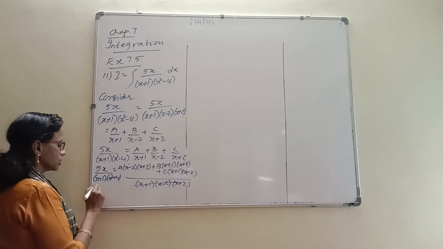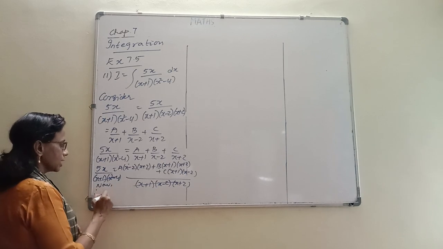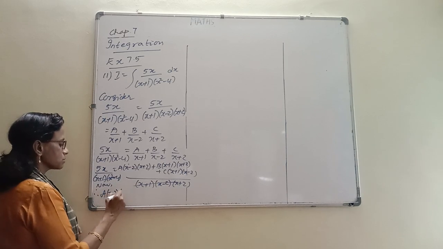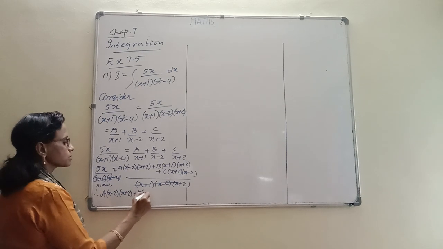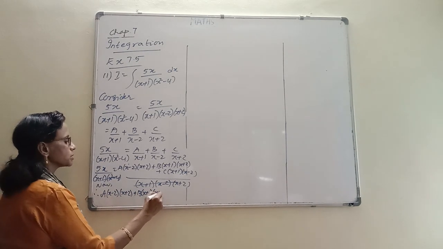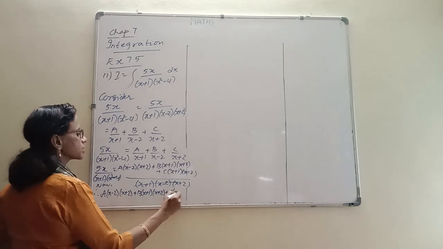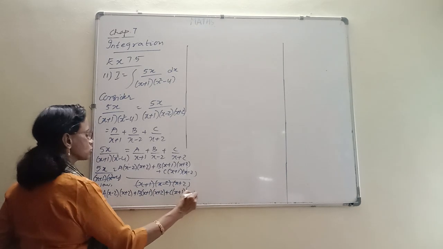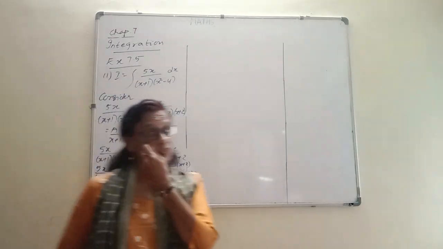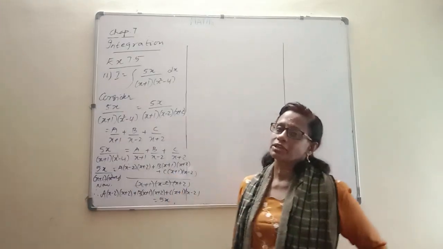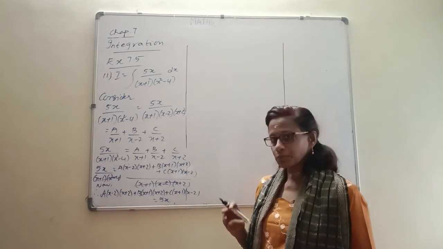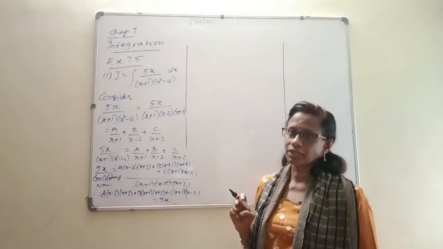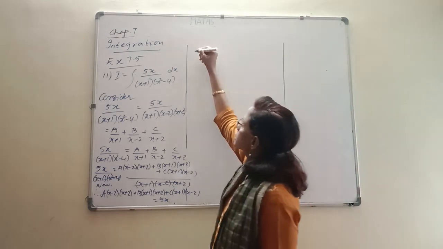Here now you have A times x minus 2 times x plus 2 plus B times x plus 1 times x plus 2 plus C times x plus 1 times x minus 2 equal to 5x. This is the expression that we're getting. It is for us to find out A, B, C. So for that, we'll make substitutions. It's very clear from here that we can substitute x as -1, 2, and -2. That will give you the answer.